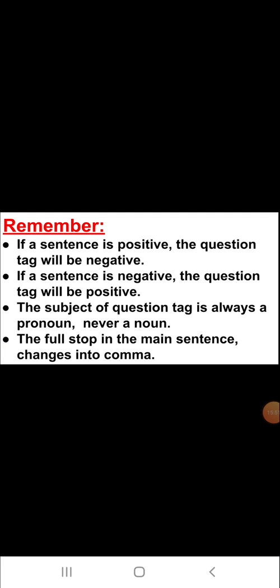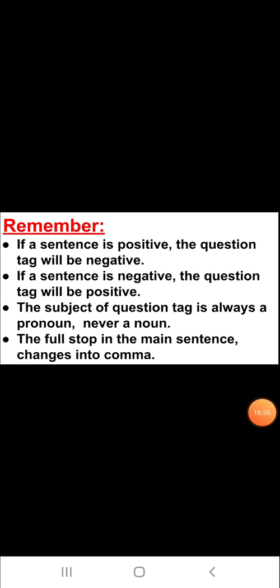So at last, children, the things that you should remember in question tags or tag questions are: Number 1, if a sentence is positive, the question tag will be negative. Number 2, if a sentence is negative, the question tag will be positive. Number 3, the subject of the question tag is always a pronoun, never a noun. Number 4, the full stop in the main sentence changes into a comma.